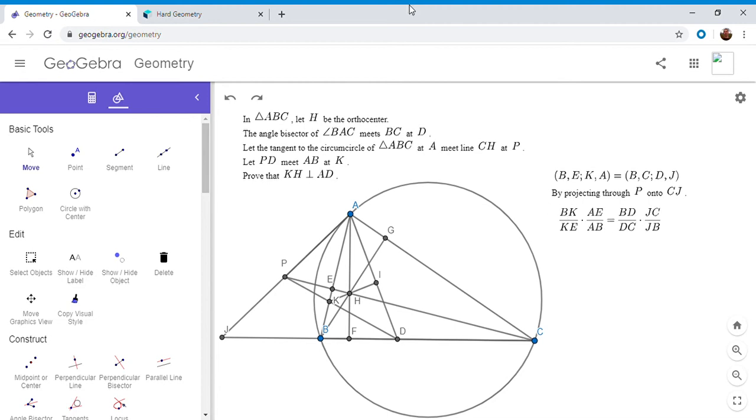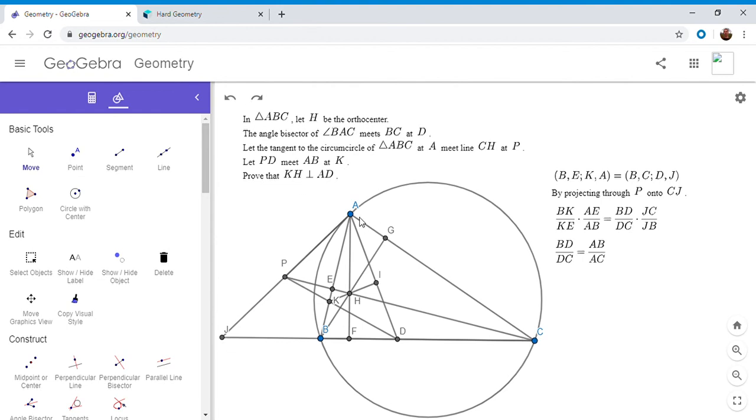Okay. And we want BK over KE. So all these other ratios we have to solve for. BD over DC, we know that by the angle bisector theorem. BD over DC is going to be AB over AC. Now what about this ratio JC over JB? So we haven't yet used that JA is tangent to the circumcircle, and we're going to use it now.